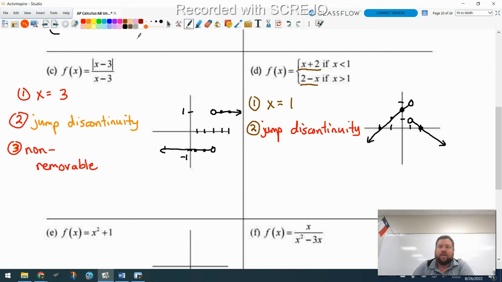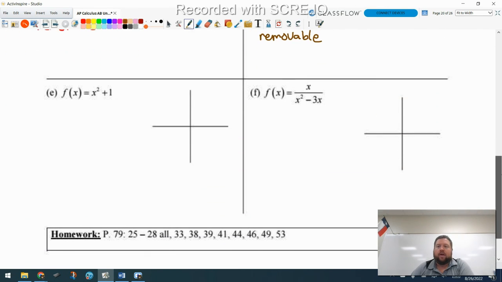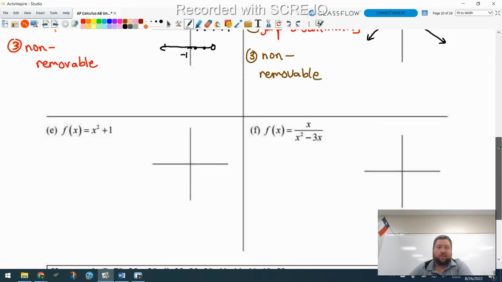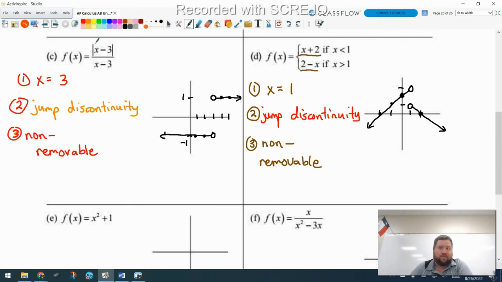And jump discontinuities are non-removable. All right, next one. This is a quadratic function. Quadratic functions, there's no denominator. And that's really denominators and jumps. So denominators and piecewise functions, or this function in particular, are really the only types we see with discontinuities.